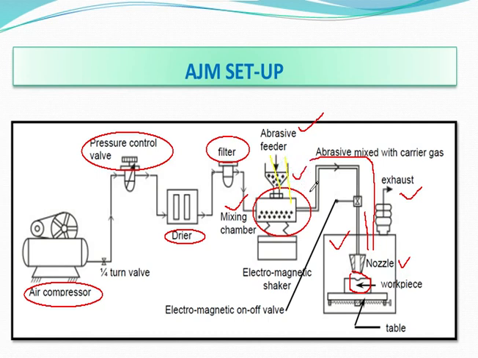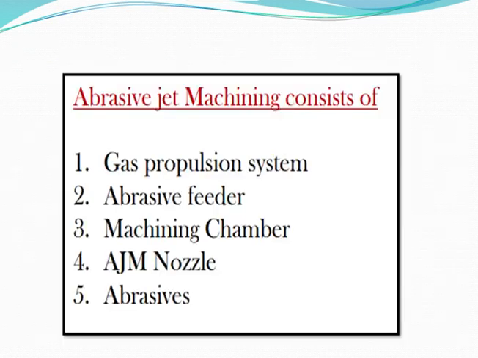Now, abrasive feeder. So now move to the next slide. What I was saying is that we are going to discuss all these points. In the first point, we are talking about the gas propulsion system. Its main function is to supply clean and dry air, nitrogen and carbon dioxide to propel the abrasive particles.